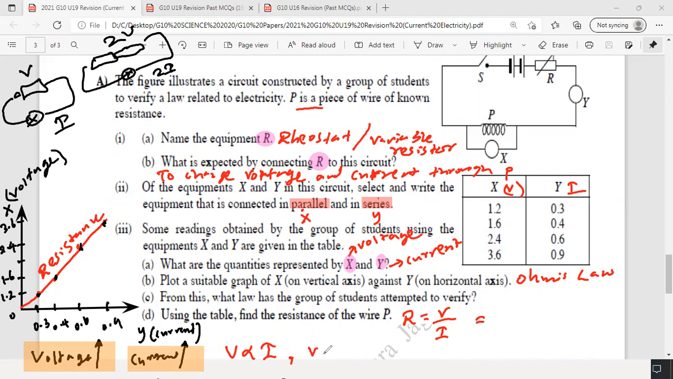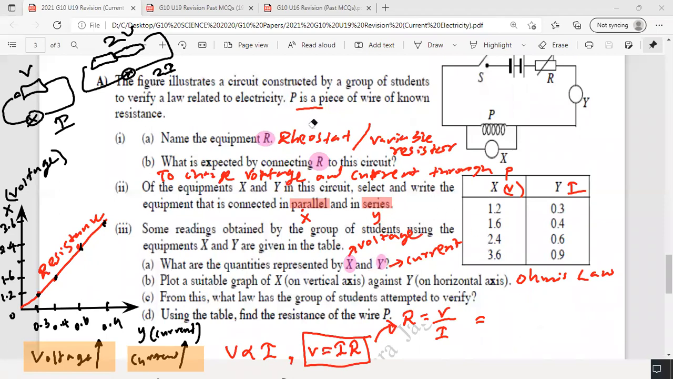So I can write V equals IR, where R is the resistance and it's a constant. From this you can get R equals V over I, but no need to write everything for the answer. Then you can find the voltage. I'll take 0.9 divided by 3.6, or you can take the other way round.